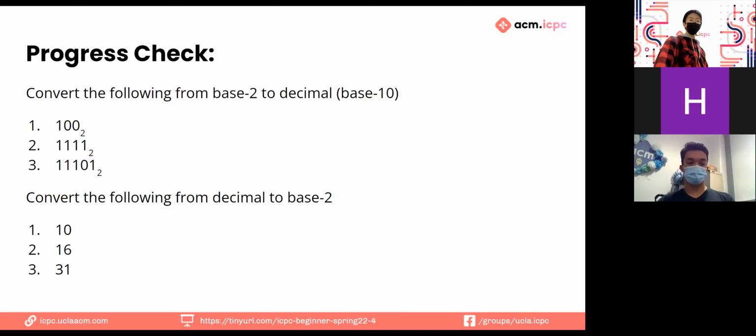And here's a quick quiz to see if you know how to convert numbers from binary to base 10 and vice versa. You guys can take 10 seconds to go over them. They're pretty simple. All right, so here are the answers.